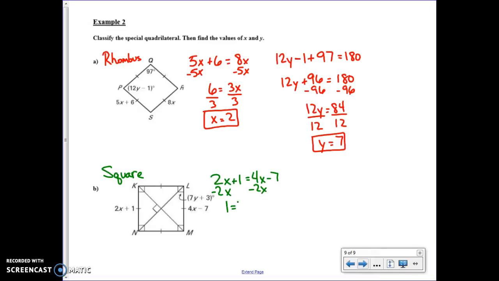So I get 1 equals 2x minus 7. I'm going to add 7 to both sides. So 1 plus 7 gives me 8. Divide by 2. So 4 equals x.